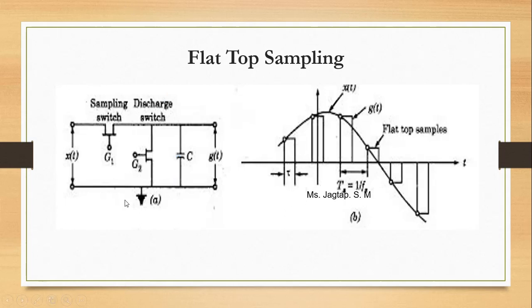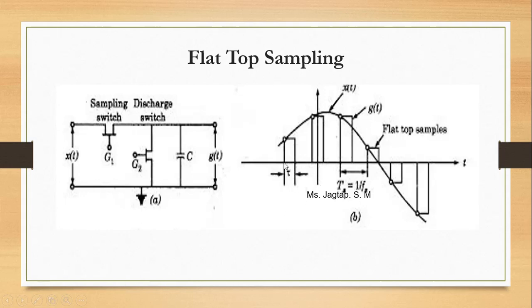The sampling switch is then turned off. Both the FETs will remain off for a duration of tau, and the capacitor will hold the voltage across it constant for this period. Thus, the pulse is extended to tau seconds. At the end of the pulse interval tau, a pulse is applied to the gate terminal 2, G2, that is the gate terminal of the discharge FET. This will turn on the discharge FET and short circuit the capacitor C. The output voltage then reduces to zero, as shown in the figure.